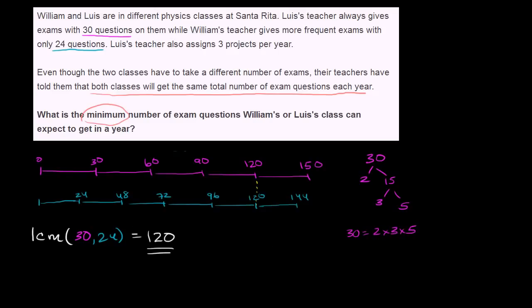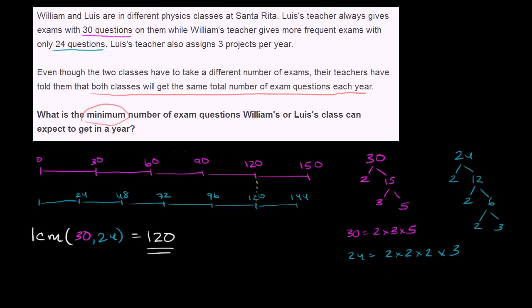And 24, that's a different color than that blue. 24 is equal to 2 times 12. 12 is equal to 2 times 6. 6 is equal to 2 times 3. So 24 is equal to 2 times 2 times 2 times 3.